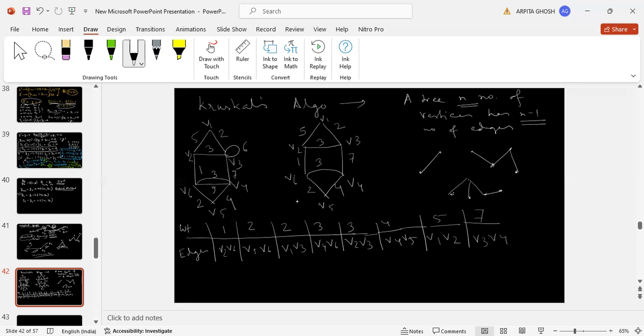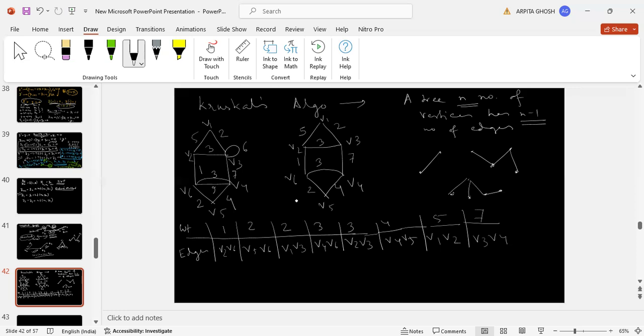1, 2, 3, 4, 5, 6, 7, 8. Yes. Now we will start with the lowest weighted edge.